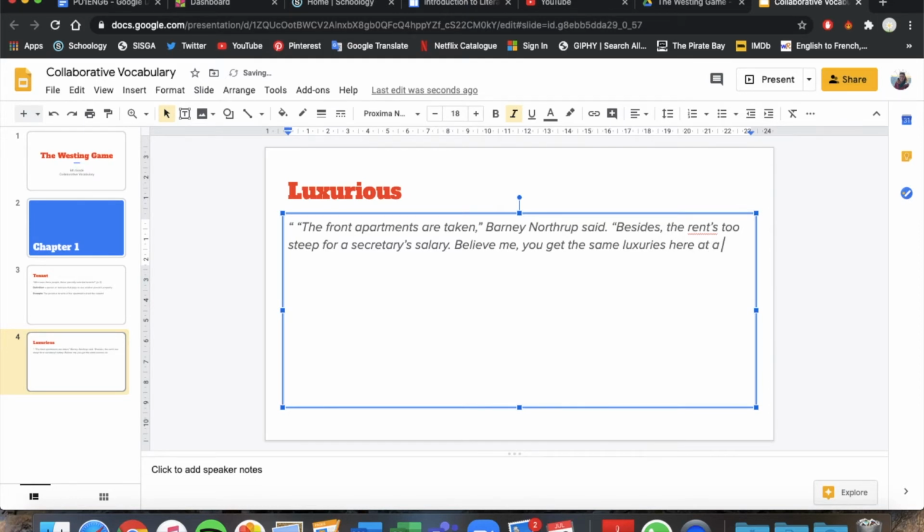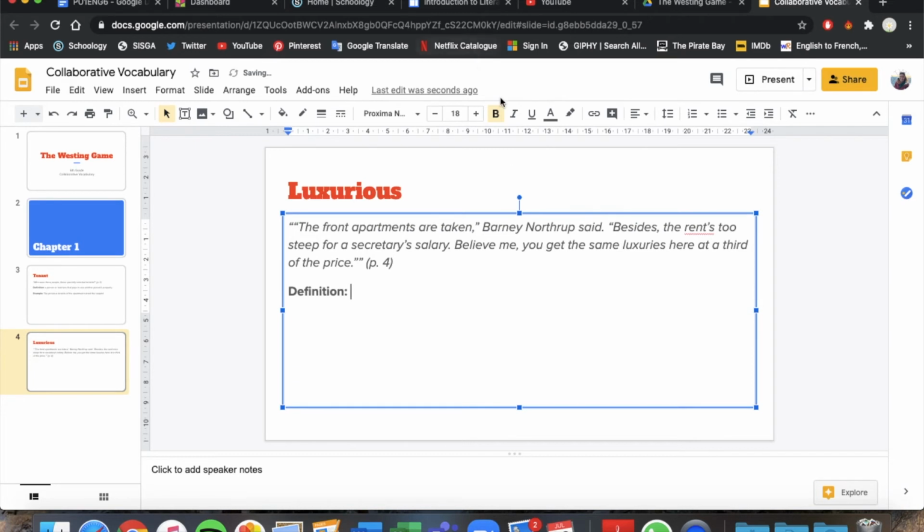And as I finish my sentence, you're going to see that I've written the page where I found the passage. That is also very important. So if we have any questions, if we want to know exactly where we can find the word, then it's easier for the rest of us to find.